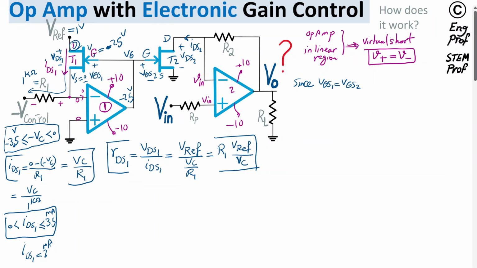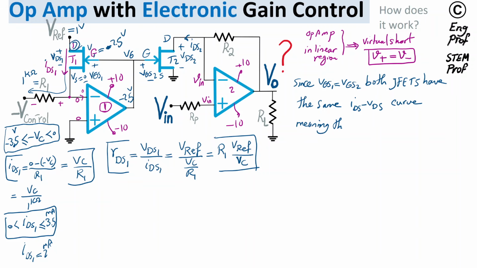So since VGS1 equals VGS2, both JFETs have the same IDS-VDS curve, meaning they have the same RDS, the equivalent resistance in the deep ohmic region, given that they are matched transistors.